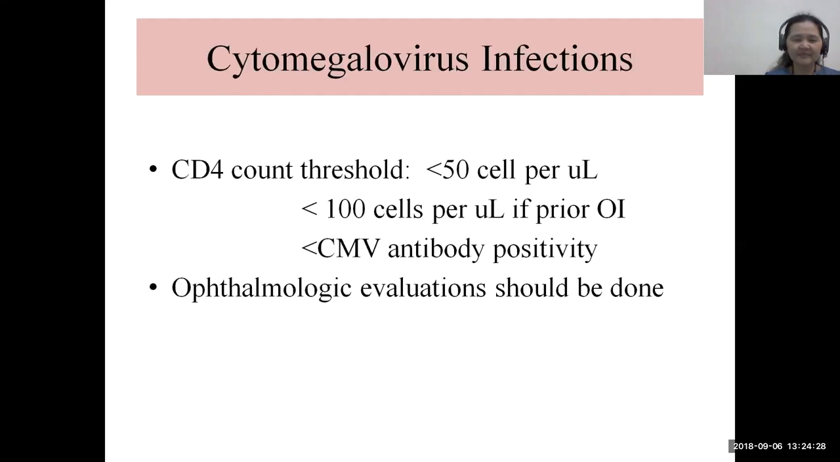Next. Ang usually. Okay. Kung may usually CD4 of less than 50 or kung may previous OI, a higher CD4 might be the threshold. And in the background of a positive IgG. Okay? So, ophtha should see the patient.